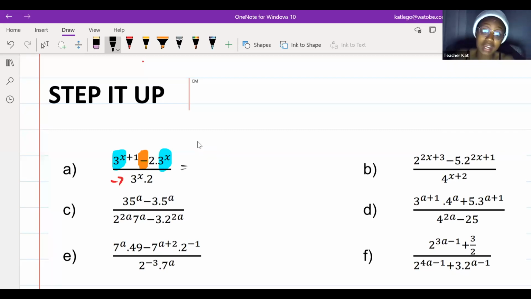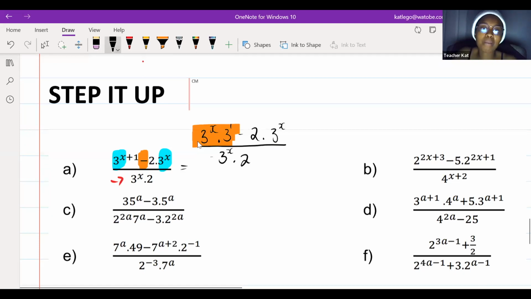Okay, are we with me, guys? But first, we're going to have to split this up. So it's going to be 3 to the power of x times 3 to the power of 1 minus 2 times 3 to the power of x all over 3 to the power of x times 2. The rest I just rewrote as they are. This one I split up the same way I split up the one at the top. It's the opposite of law number 1. Law number 1 says if you're timesing, you add the exponents, but we want them to be separate, so we split them up. I hope you understand what I did there.